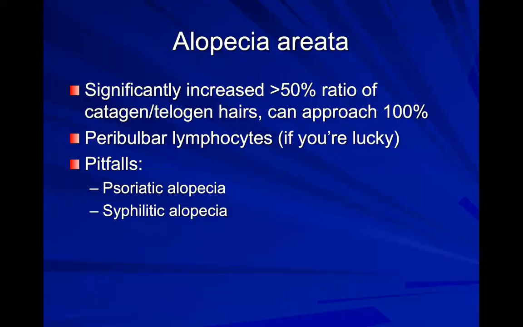In contrast, when we talk about alopecia areata and trichotillomania, you have a much higher ratio of catagen telogen hairs to anagen. It's greater than 50%. It can even approach 100%. You're not always going to see those peribulbar lymphocytes. You're lucky if you do, but you don't always. And so it's often just this significantly increased ratio that's going to tell you that you're thinking about alopecia areata. You can see very similar findings in psoriatic alopecia and syphilitic alopecia, but you might see changes in the epidermis that resemble those diseases, or even like shriveled sebaceous glands and things like that if you're more advanced.